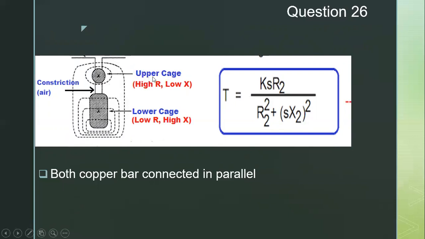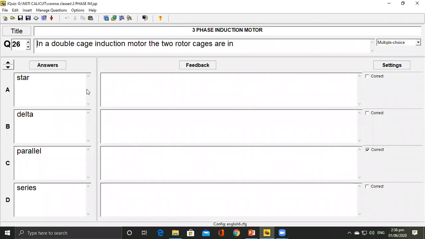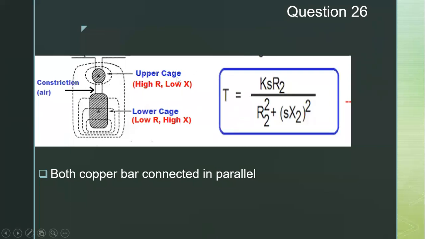So the starting resistance is increasing, so the starting torque will be increasing. And then both cages are connected in parallel. So when you are studying this, the important point is that at starting time the current will flow through the outer cage, which has high resistance and low reactance.